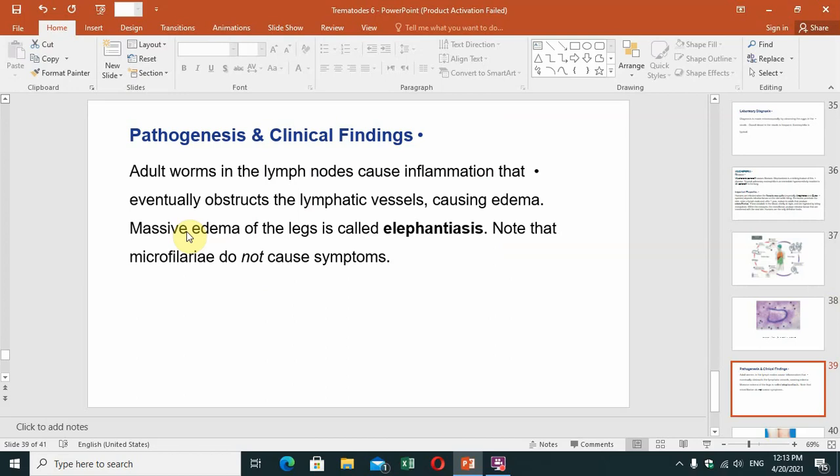Pathogenesis and clinical findings. Adult worm in the lymph node causes inflammation that eventually obstructs the lymphatic vessels, causing edema. Massive edema of the leg is called elephantiasis. Note that microfilaria don't cause symptoms.